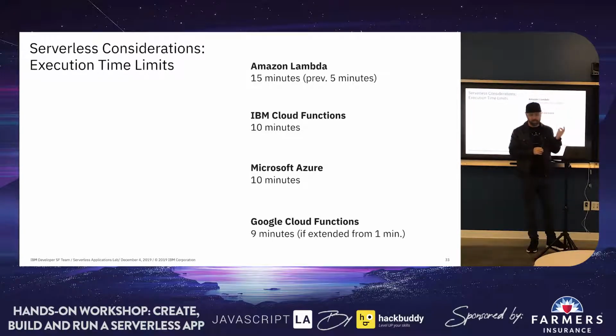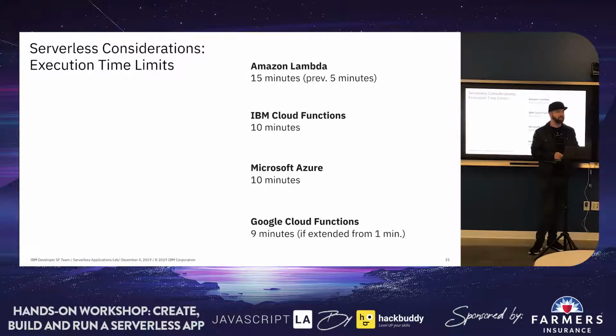Amazon and IBM used to be 5 minutes. Now Amazon is 15, IBM is 10, Azure is 10. Google Cloud Functions by default I believe are 1 minute, but it's pretty easy to extend that up to 9 minutes. So everyone's pretty much standardized around 10 or 15 minutes. You really don't want your function to be designed to run this long.